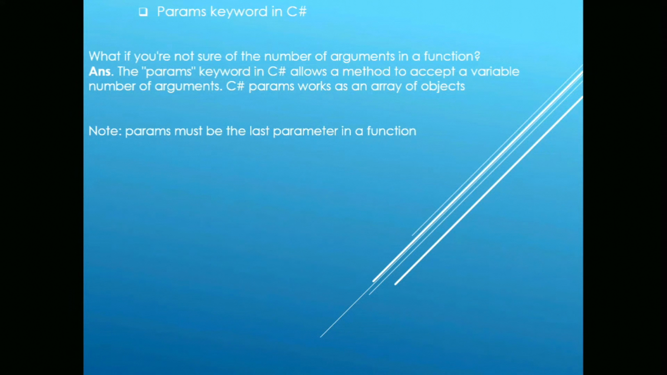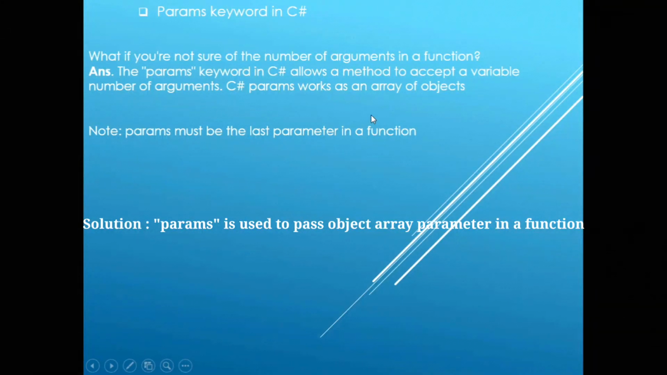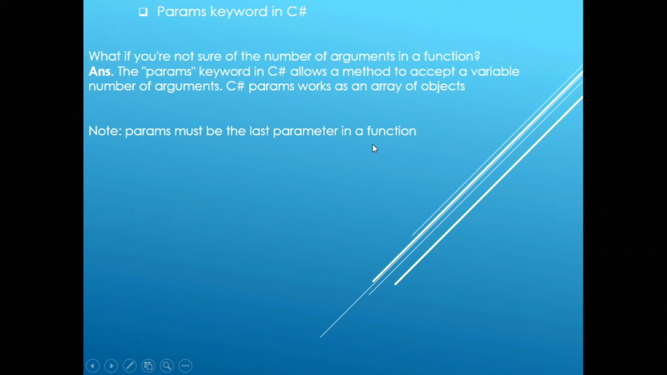Talking about the params keyword. The question here is, what if you are not sure of the number of parameters that will be passed to a function? How will you write a generic function like that? The answer is the params keyword. In C#, params works as an array of objects. Make a note that params must be the last parameter in a function.